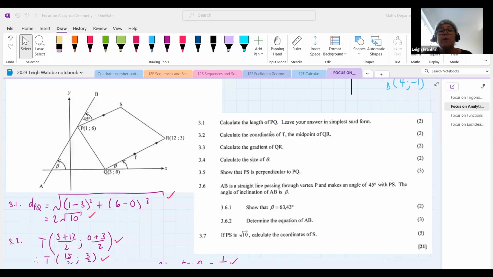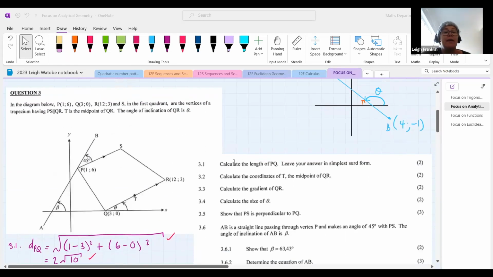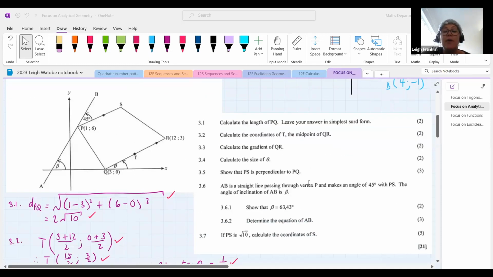Okay, so do we have any of this information? Do we have the gradient of PS? What do you guys think by looking at the diagram? Do we know what the gradient of PS is? Yes, we do, Cassandra, because QR and PS are parallel lines. So we know the gradient of PS. Do we have the gradient of PQ? That's right.